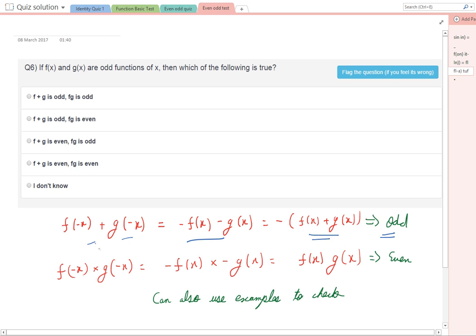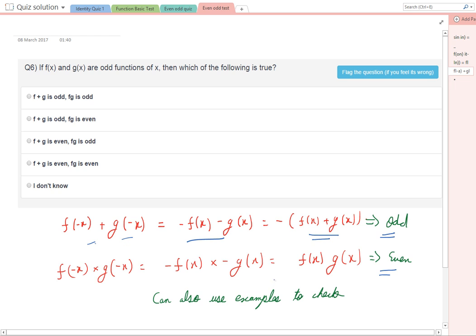When you multiply two odd functions, f(-x) into g(-x), you get -f(x) into -g(x), which is equal to f(x) into g(x), because minus minus will cancel, and hence it's an even function, as f(-x)g(-x) is equal to f(x)g(x).